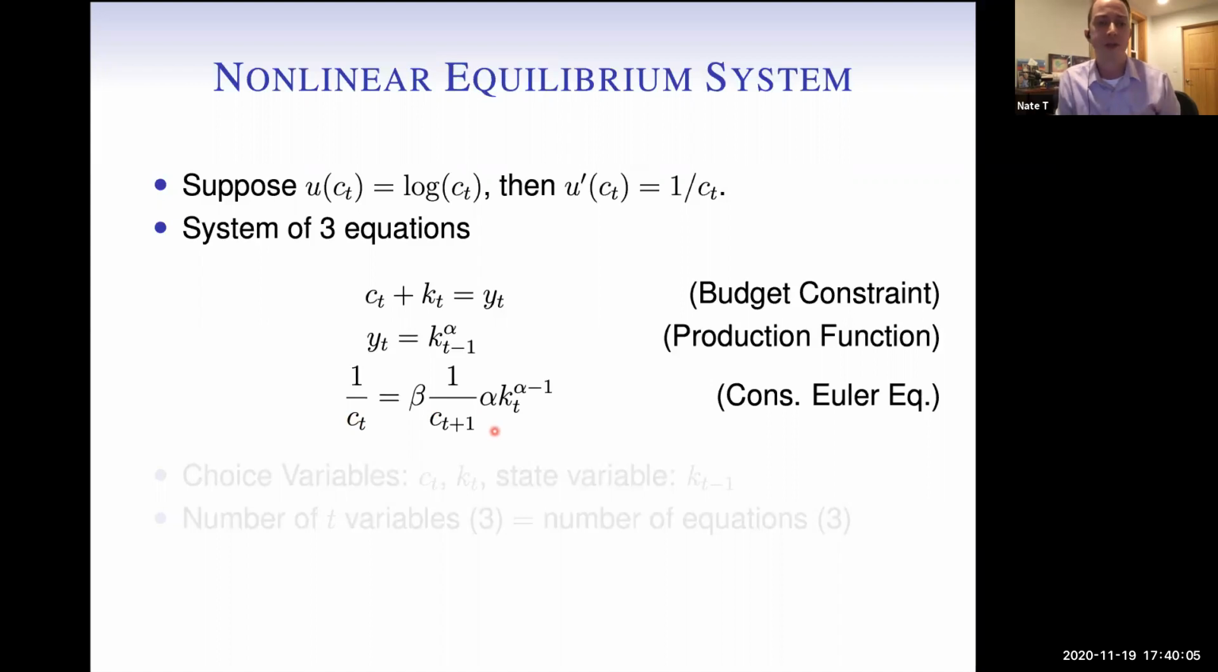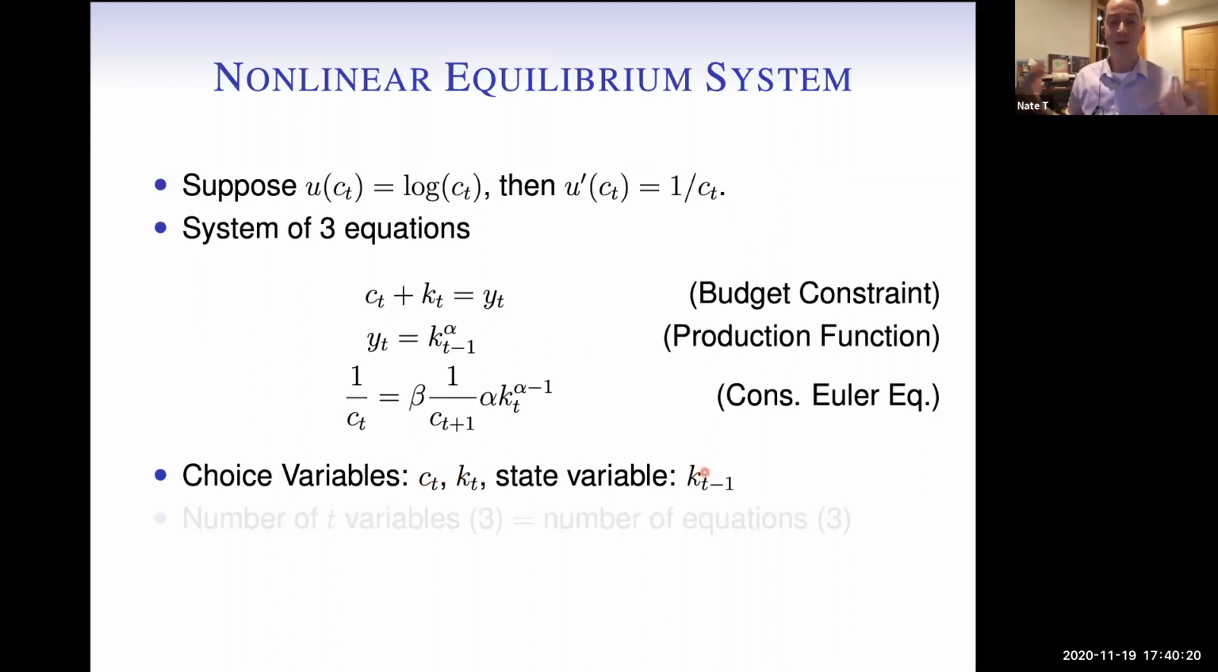So you have these 3 equations, and you've got what are called choice variables. Tom gets to choose how much to consume each period and how much to invest each period. And then you've got a state variable. When Tom wakes up every month, he's got a bunch of tools and stuff lying around that he can use to produce stuff. So that's that K_{t-1}.